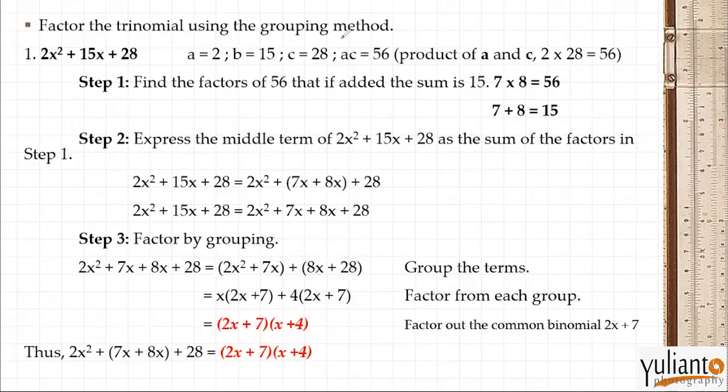Now, as you can see, the common binomial is 2x plus 7. So we write that down here. And then we make another bracket for the GCF. Our remaining GCFs are x and 4. That is why we have there x plus 4. Okay, so there. Was it okay now, Elma?